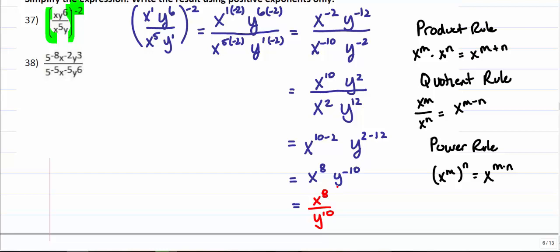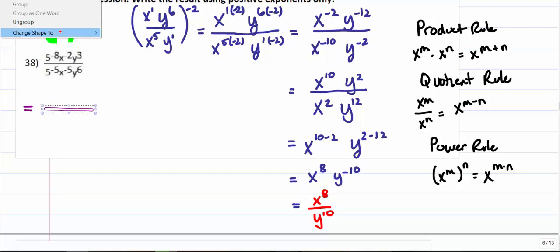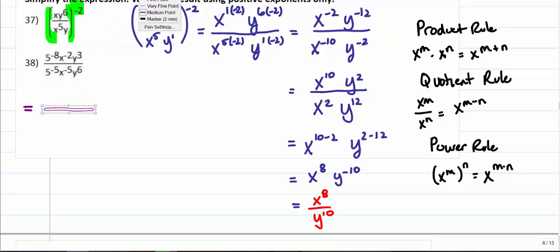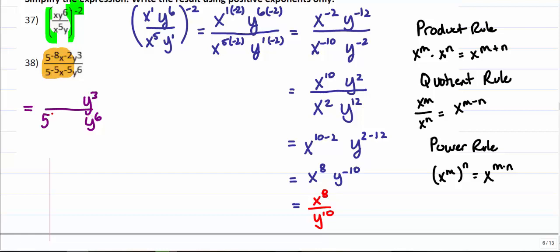All right. I think 38 is actually a little bit easier. The first thing I notice on 38 is that everything that's negative, I'm going to move. Do you see these negative exponents? They're going to get moved. So all of this is going to flip. But that y to the third and that y to the sixth are going to stay where they're at because they're already positive. So I have 5 to the negative 8, move it to the bottom. X to the negative 2, move it to the bottom. 5 to the fifth, x to the fifth.